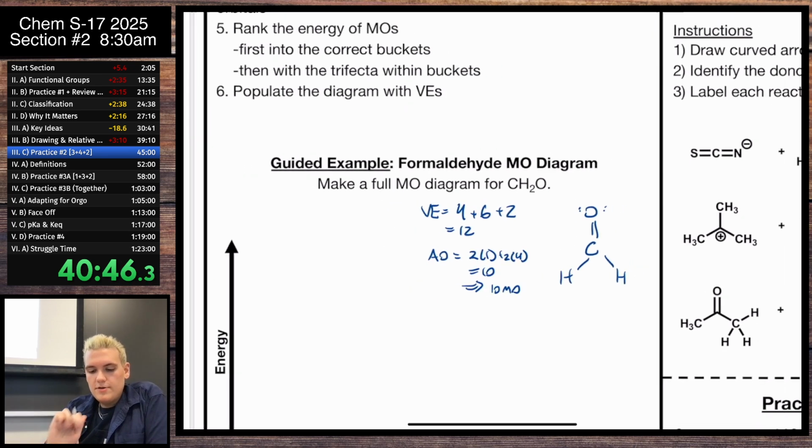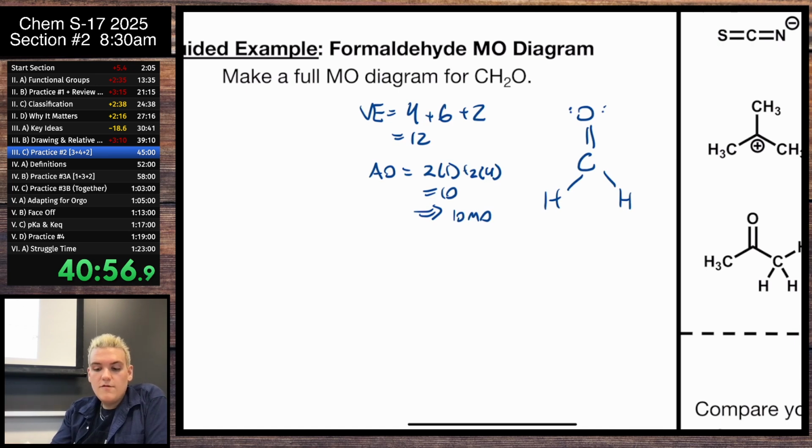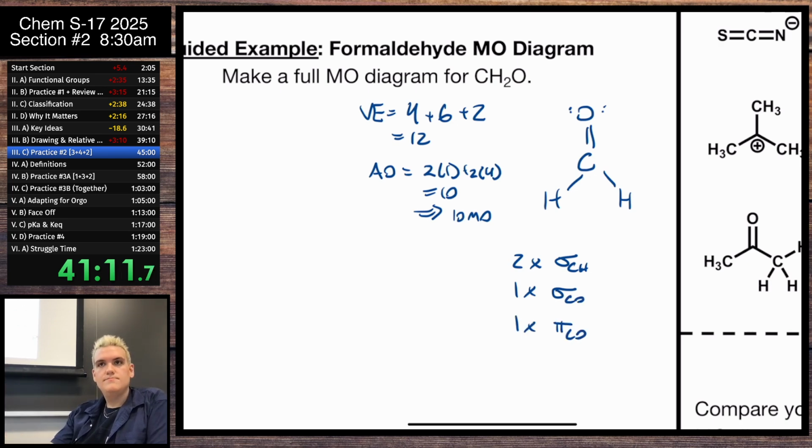So now that we have our Lewis structure, valence electrons, atomic orbitals, next step is we want to list out all the bonding and antibonding molecular orbitals. So I just start off with all the bonding molecular orbitals. So we have 2 sigma CHs right here and here. Then we have 1 sigma CO. And we have 1 pi CO.